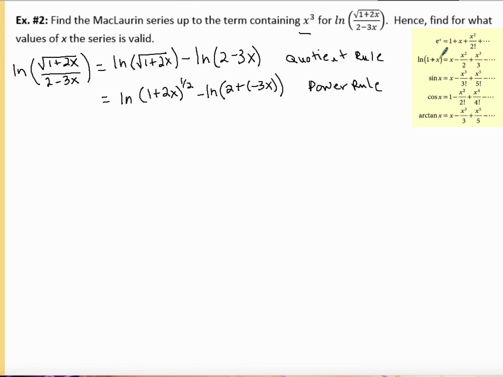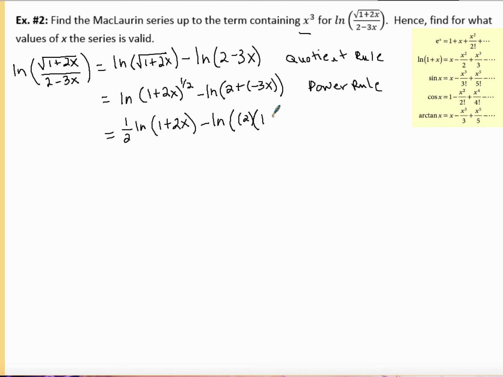I don't have something raised to a power here, so maybe I should move this power to the front using the power rule. And you can do this with logs. So I'm going to apply the power rule. And this is actually kind of nice because I've got 1 plus something, and this is 1 plus something, so we're getting into this form. This is not so great. I don't have a 1 here, but I can make a 1 here. I can factor that 2 out.